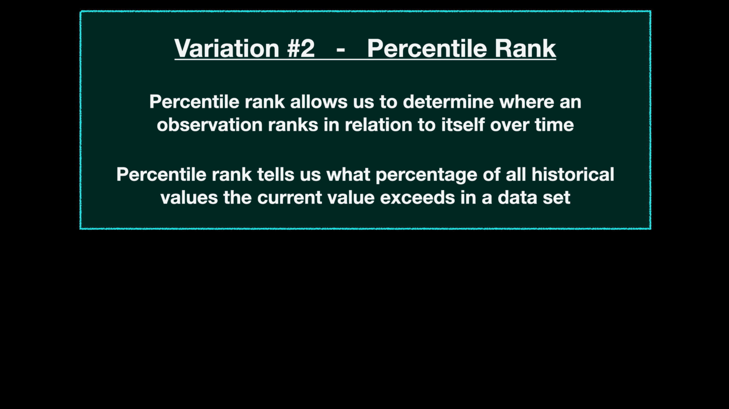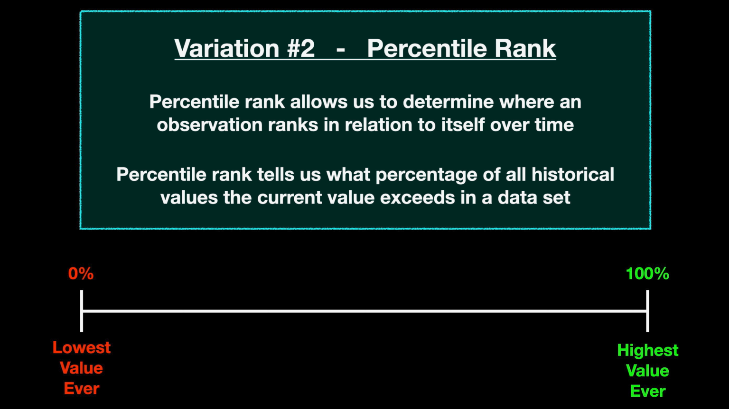Alright, so I'm going to use an example with the VIX Futures and shorting volatility ETPs like VXX and UVXY in a minute, but first let's just define what we're talking about here. Percentile rank helps us determine where an observation ranks in relation to itself over time. It tells us what percentage of all historical values the current value exceeds in the dataset. So it's based on a scale going from 0% to 100%.